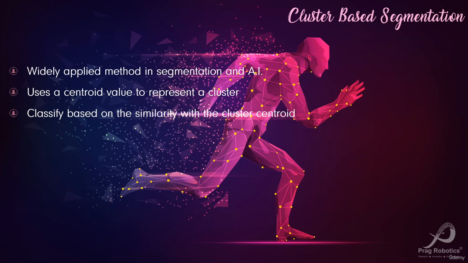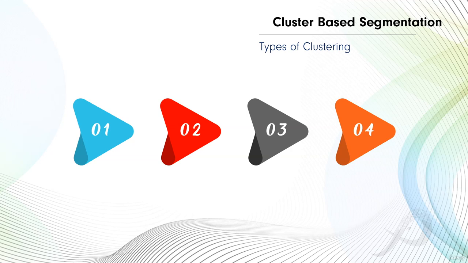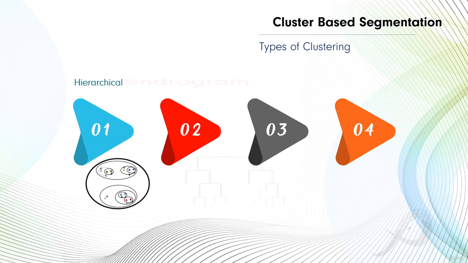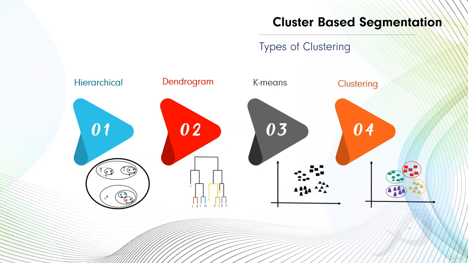The clusters are formed by using any one of the algorithms of hierarchical clustering, k-means clustering, and mean shift, that is density estimation. As an output, if you see, there are four types of clustering: mainly hierarchical, dendrogram, k-means, and clustering in general. The corresponding graphs are represented below the outcomes for the clusters.